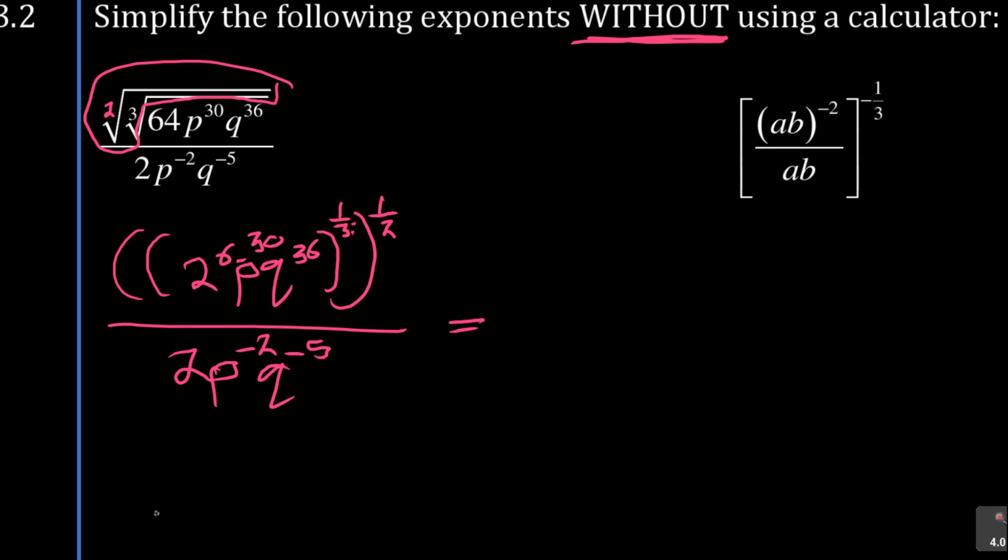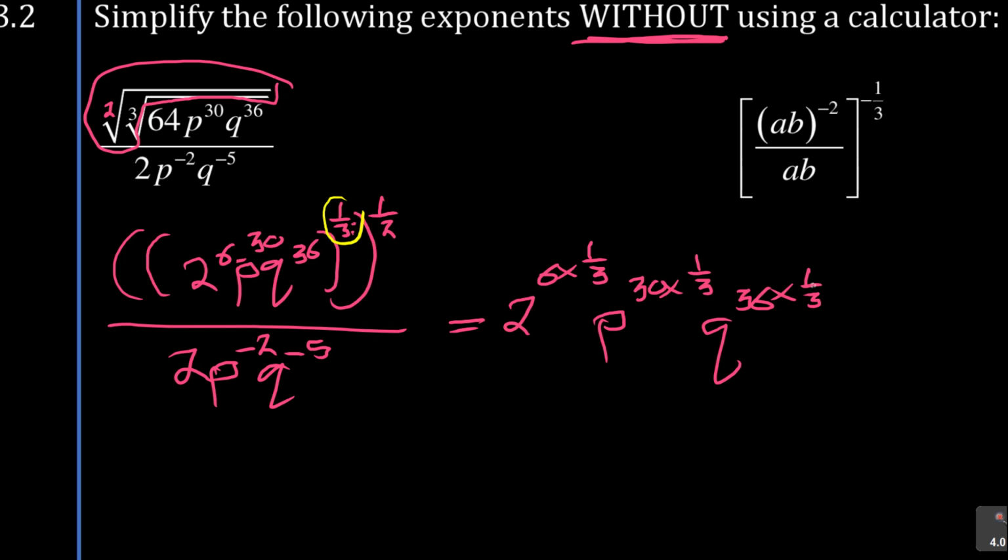From here, start with the 1 over 3, please. Inside out. So the 1 over 3 is multiplying each item there. 2 to the power of 6 times 1 over 3 as exponents, and then p to the power of 30. Don't forget, it's times 1 over 3. Everything exponents. q to the power of 36 times 1 over 3. See that? Don't forget, you're not done. There is still a half outside.